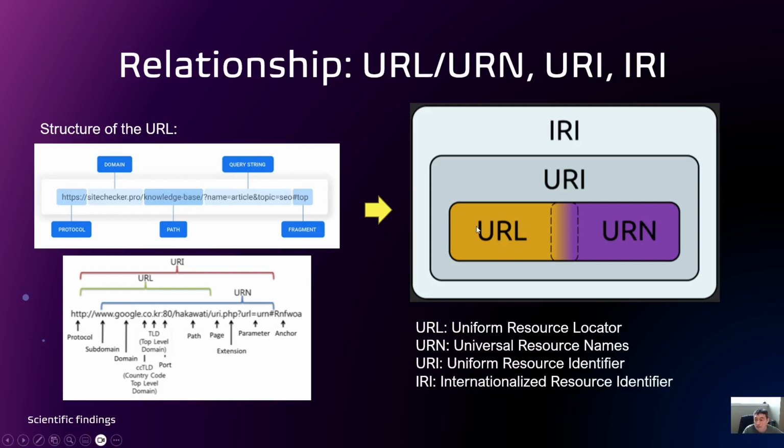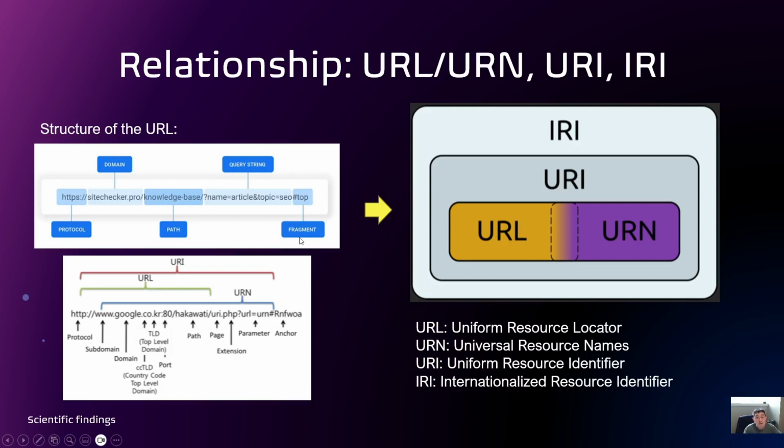Then the structure, starting from the URL structure. We have probably five parts. First is HTTP or HTTPS, which is called the protocol. After the protocol, before the first slash, is the domain. So sitechecker.pro is our domain name. After the domain, the domain owner has full control to define the hierarchy structure under the domain, and can define the path. The path can be one layer or multiple layers, all before the last slash. Then the question mark begins our query string, so we can query the knowledge base for an article under a given name, with SEO as the topic.